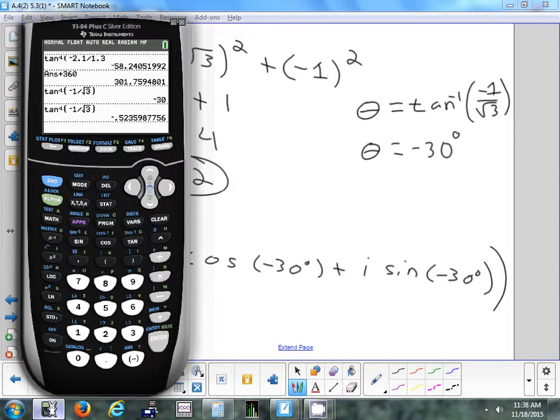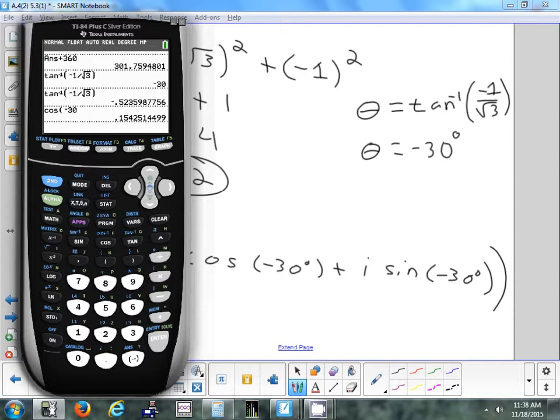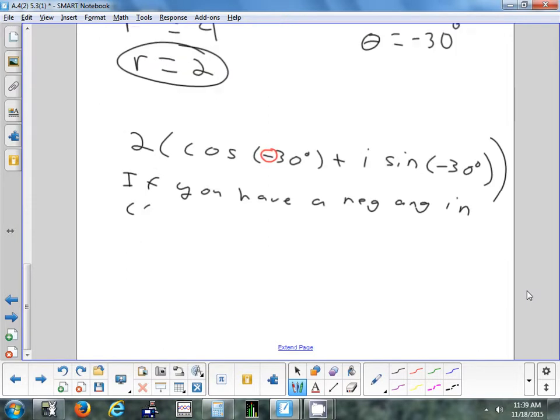Now I want to show you something. I want to take the cosine of negative 30. Let me go back to what I got in degrees. Cosine negative 30. Does everybody see what I got there? 0.866. Let me take the cosine of positive 30. What did I get? I got the same thing. So it turns out if you end up with a negative in the cosine part, you can just get rid of it. It doesn't matter on the cosine part. So if you have a negative angle in the cosine part, you can just get rid of the negative.